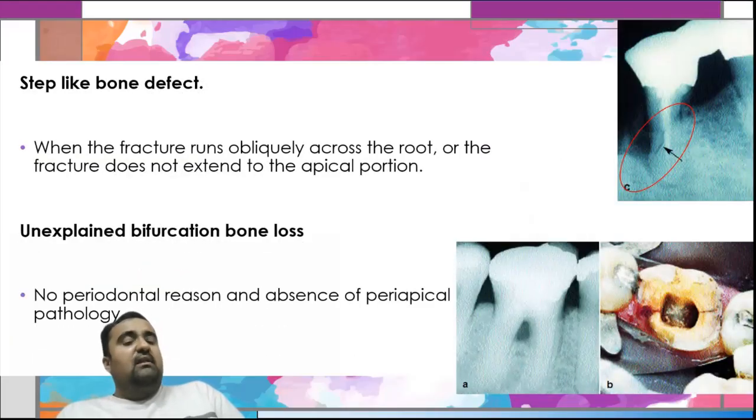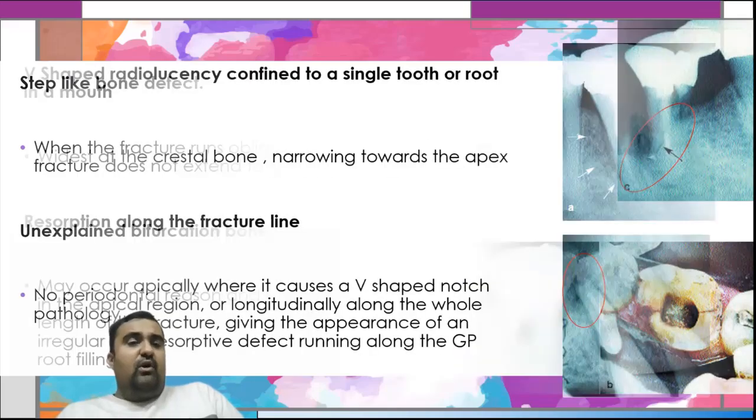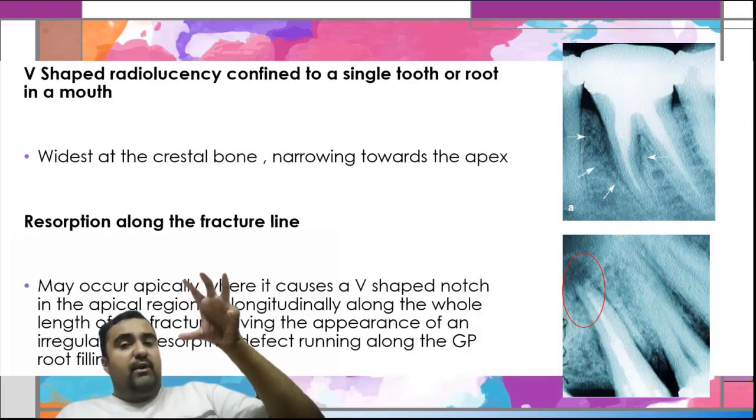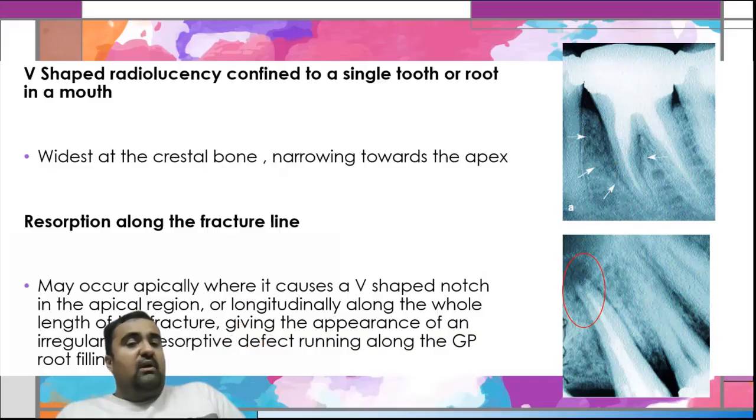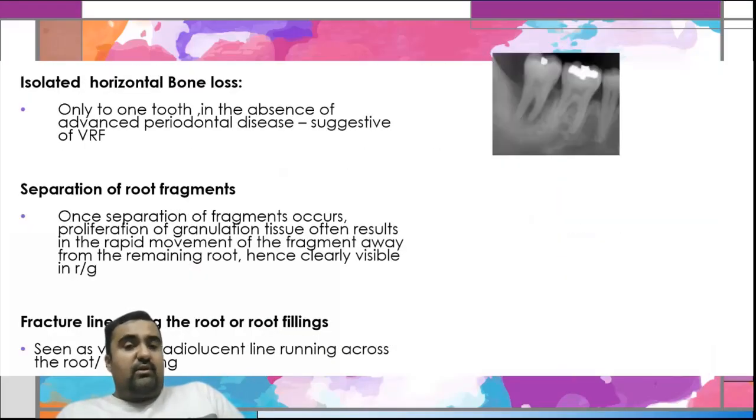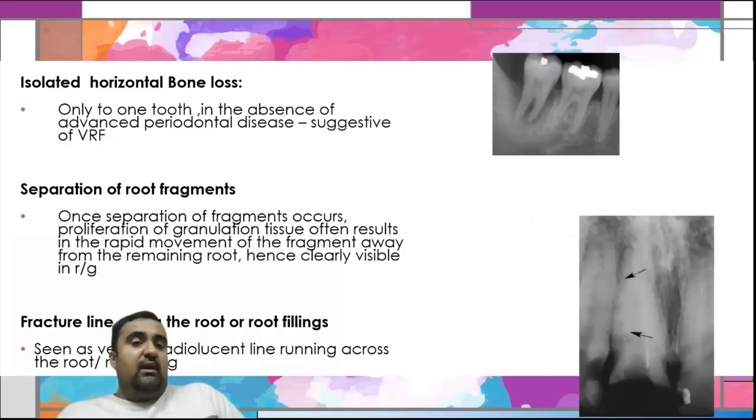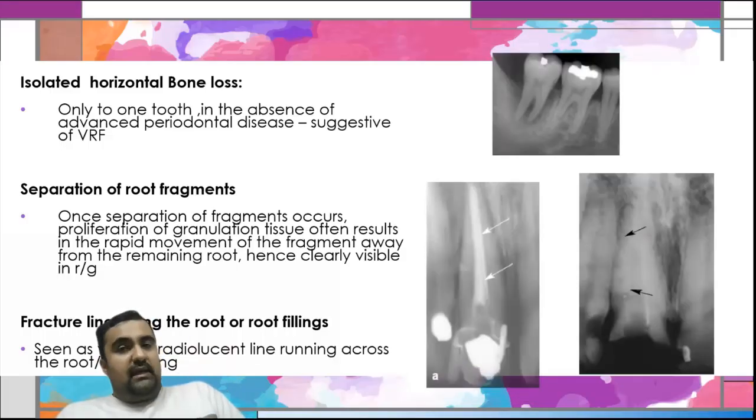Step-like bone defects and unexplained bifurcation bone loss are seen. There is V-shaped radiolucency which is confined to a single tooth or a root in the mouth. Resorption is always seen along the fracture line, and isolated bone loss can be seen. There will be separation of the root fragments. A fracture line along the root or the root end fillings can also be seen, as you can see in the picture here.